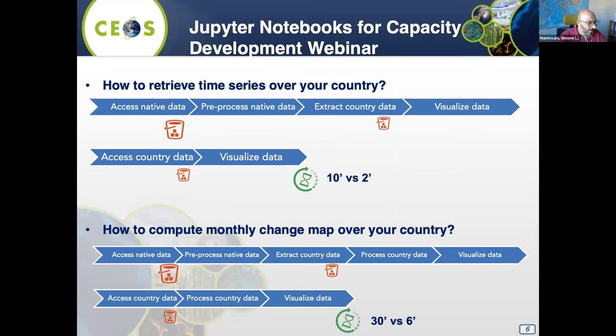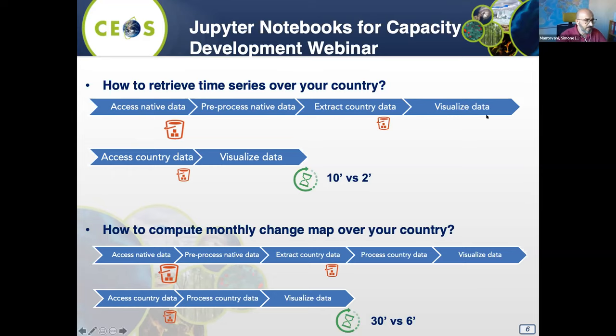to define which demo to present to you, leading mainly the technical implementation of the service. But I managed to find a couple of examples: how to retrieve a time series over your country of interest, and moving a bit forward, how to compute a monthly change map over your country. I think the second use case is what we call an anomaly, if we talk about the climate domain, or what we call a difference between one year and another year, if we are not a climate expert.